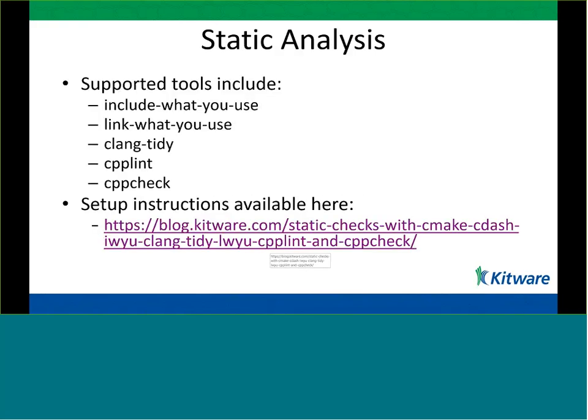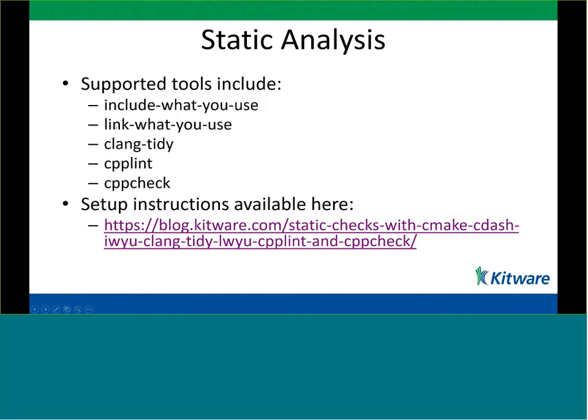CMake also supports some interesting static analysis tools. I think with the advent of Clang, we're starting to see a lot of really interesting things coming out because you actually have a library with the whole C++ language behind it, and people are creating interesting tools for doing checks. For example, there's include-what-you-use, which will go through your code and make sure that each include file is actually necessary. And CMake's got a built-in way of running include-what-you-use.